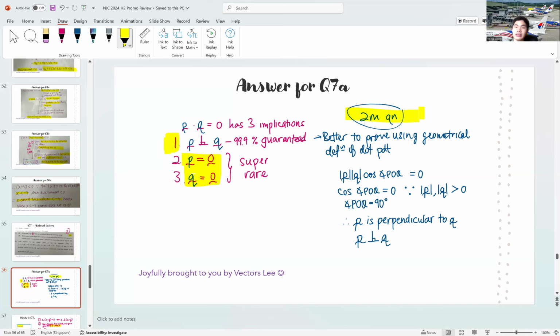So if you have time, right? If you don't have time, then just get 1 mark out of 2. Just write that P and Q are perpendicular to each other. But if you've got the time, then try to aim for another mark.